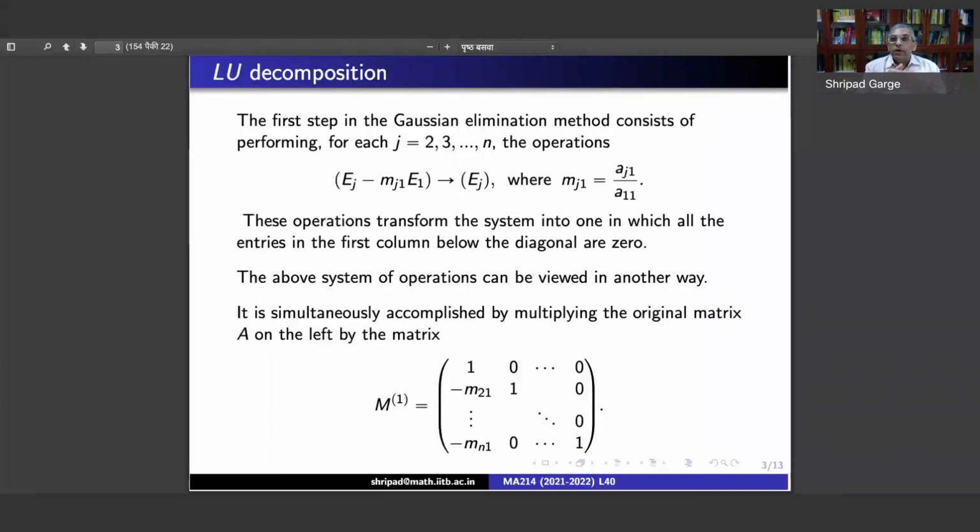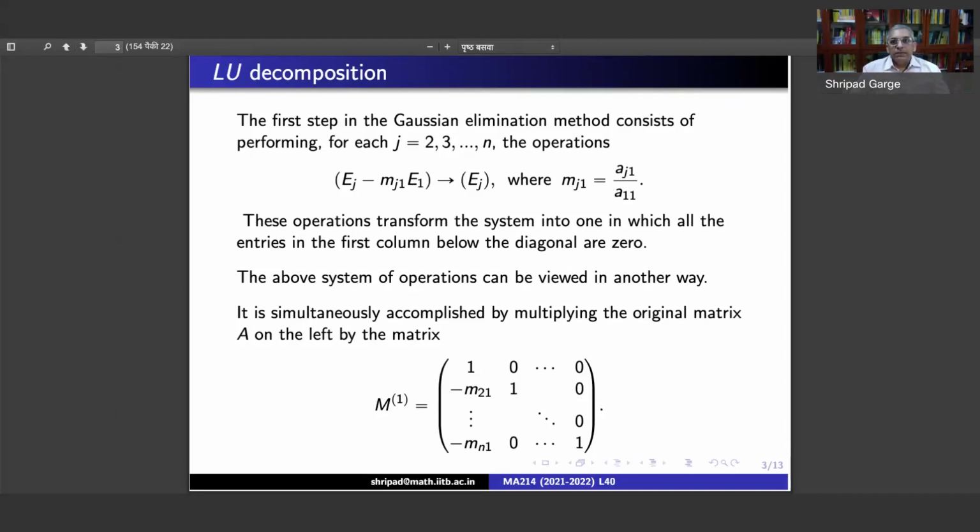If you want to check it for A21, we notice that we will have to multiply A11 with minus M21 plus A21. That is what we will have to do. Minus M21 is minus of A21 upon A11. So when you multiply M21 with a negative sign by A11, what you get is minus A21. And then this diagonal entry 1 will be multiplied to the second element of the column, which is A21. So minus A21 plus A21 gives you 0.